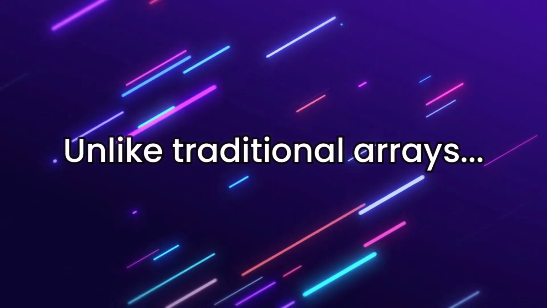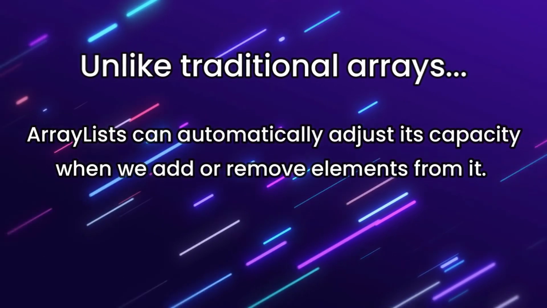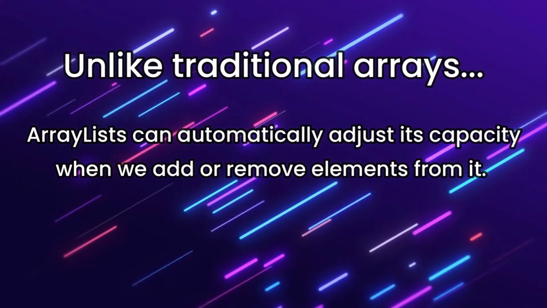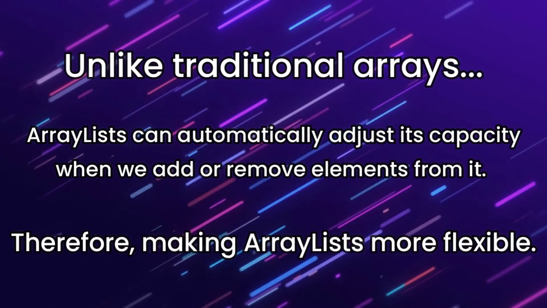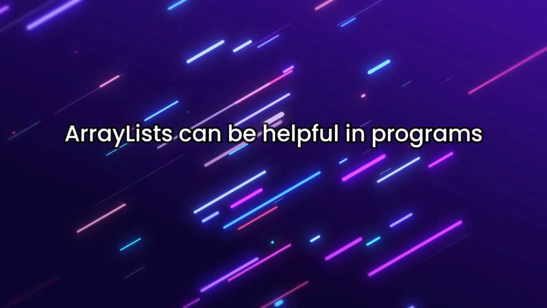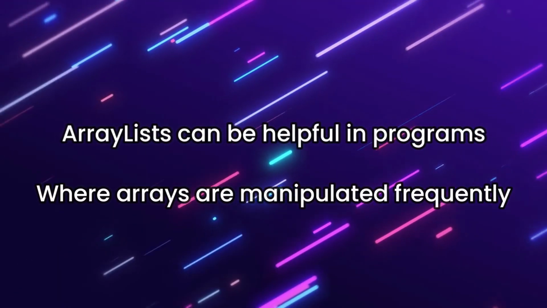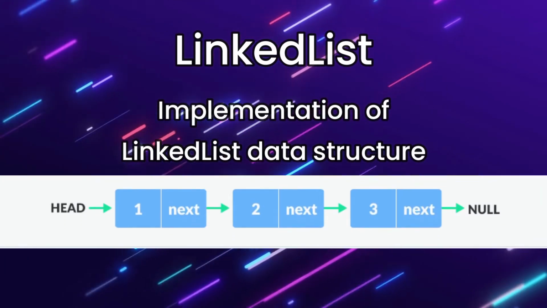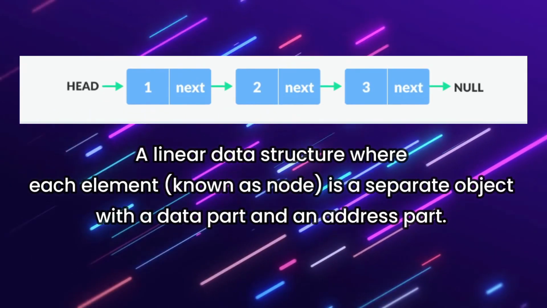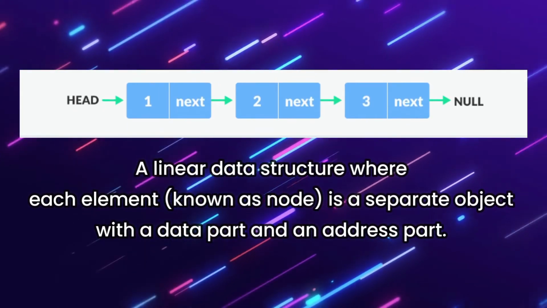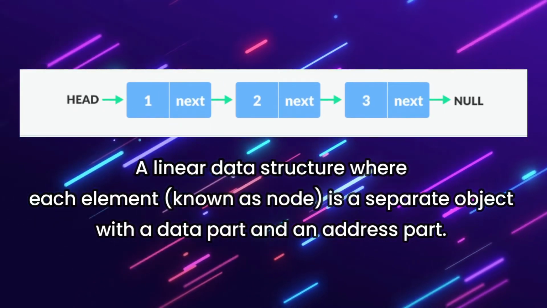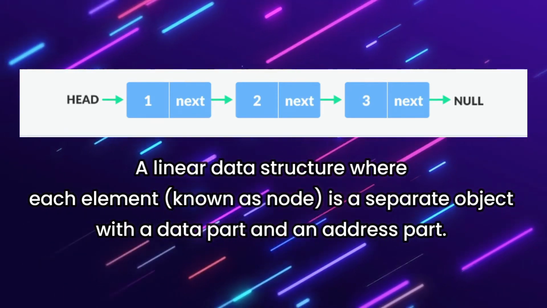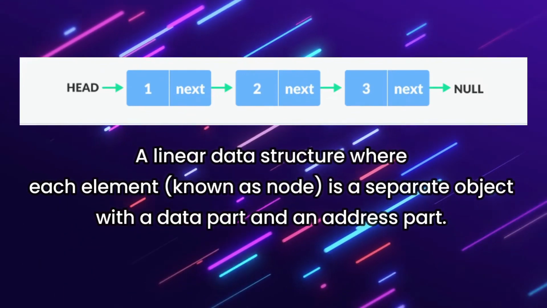However, unlike traditional arrays, ArrayLists can automatically adjust their capacity when we add or remove elements from them, therefore making ArrayLists more flexible. ArrayLists can be helpful in programs where arrays are manipulated frequently. The LinkedList class is an implementation of the linked list data structure, a linear data structure where each element is a separate object with a data part and an address part. Each element is known as a node and is linked using pointers and addresses.